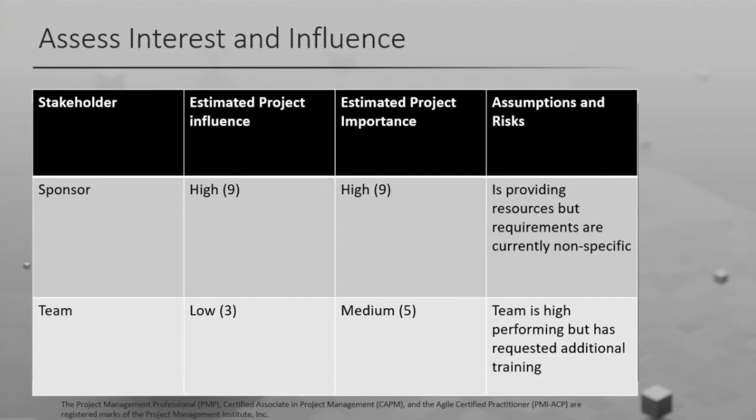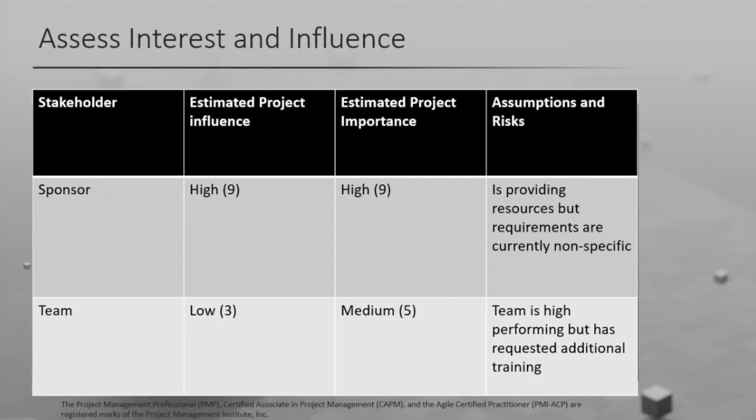Now, they might be answering to somebody in a PMO or something, so that's why it's not a straight across 10, but they still have high influence. And the estimated project importance: where does your project fall in priority? Right now, maybe it's a high priority for the sponsor. What assumptions and risks? Is providing resources, but requirements are currently non-specific. That is a risk. That is a stakeholder that we need to delve a bit deeper into what they're looking for so that we can adapt.